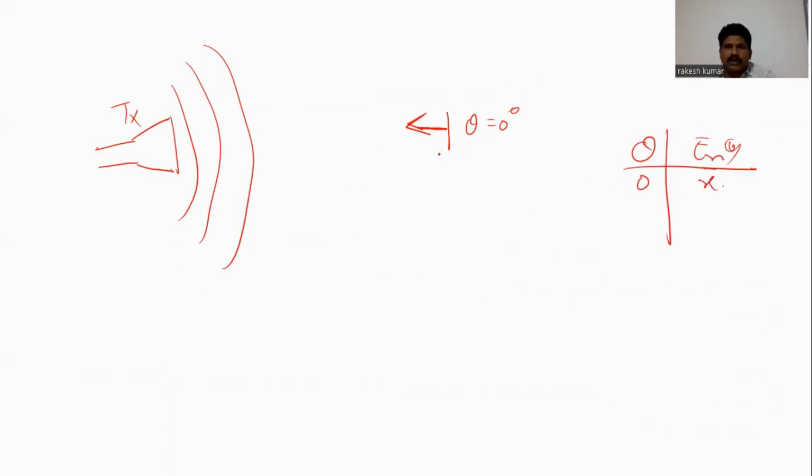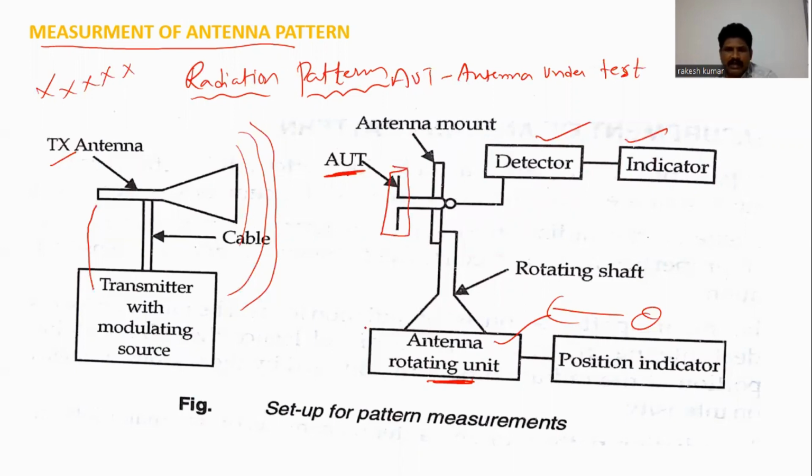Some X. Now, by using this antenna rotating unit, I will rotate the antenna, which is initially like this at theta equal to 0. I slowly rotate my antenna like this, one direction step by step. For each angle, I will notice in the indicator the amount of electrical field received. At theta equal to 0, I have noticed X in this indicator.